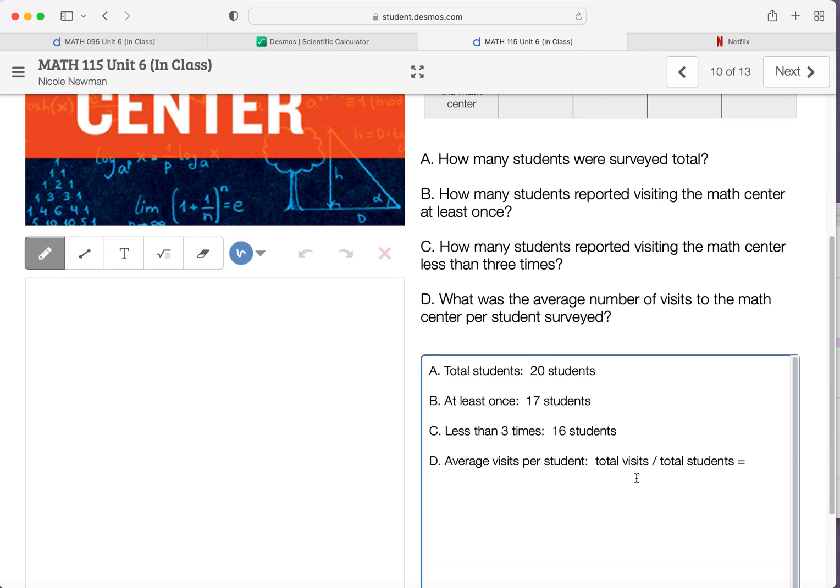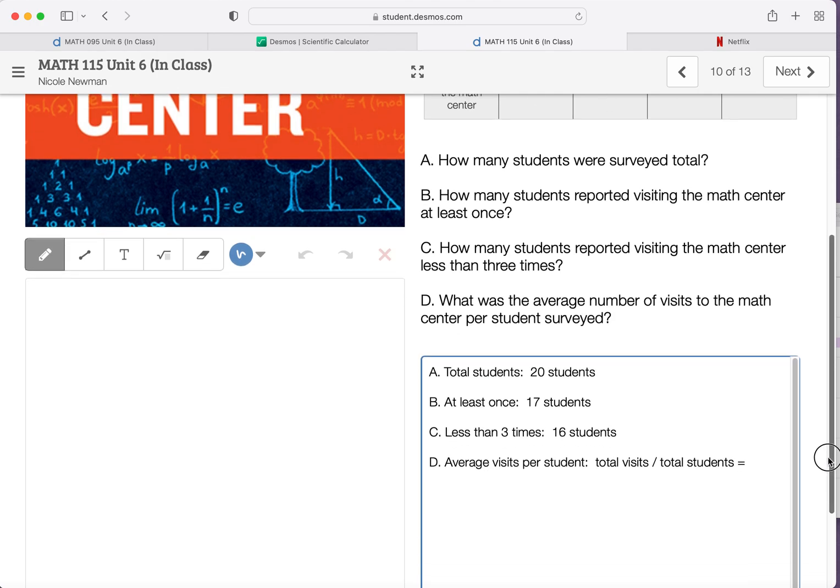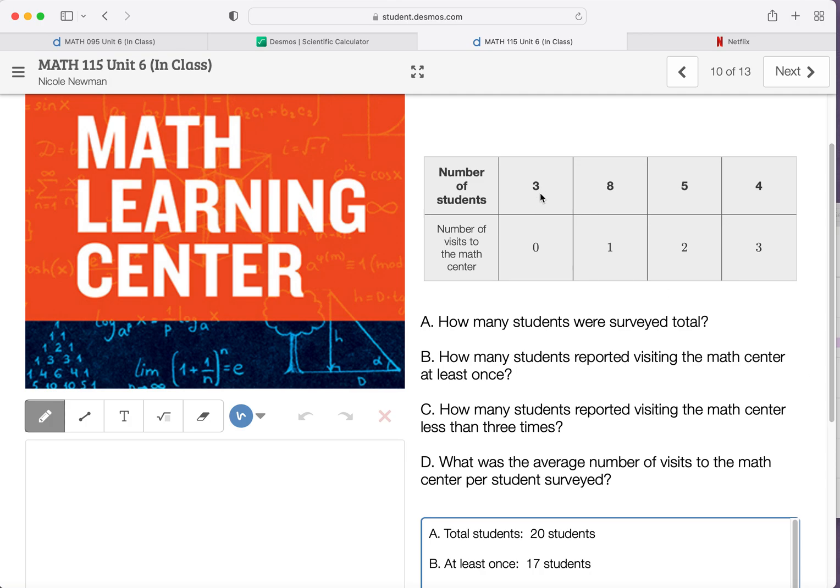For total visits, well, we have 3 students who went no times. So 3 times 0 is 0 visits. And then 8 students who went 1 time. 8 times 1 is 8. 5 students who went twice. 5 times 2 is 10. 4 students who went 3 times. 4 times 3 is 12. So we need to add up 0 plus 8 plus 10 plus 12.